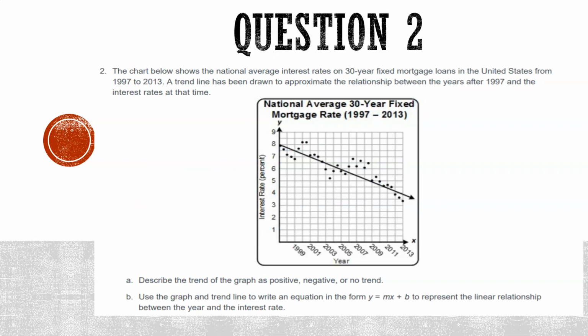Question number 2. The chart below shows the national average interest rate on 30-year fixed mortgage loans in the United States from 1997 to 2013. A trend line has been drawn to approximate the relationship between the years after 1997 and the interest rate at that time. A, describe the trend of the graph as positive, negative, or no trend. B, use the graph and trend line to write an equation in the form of y = mx + b to represent the linear relationship between the year and the interest rate.